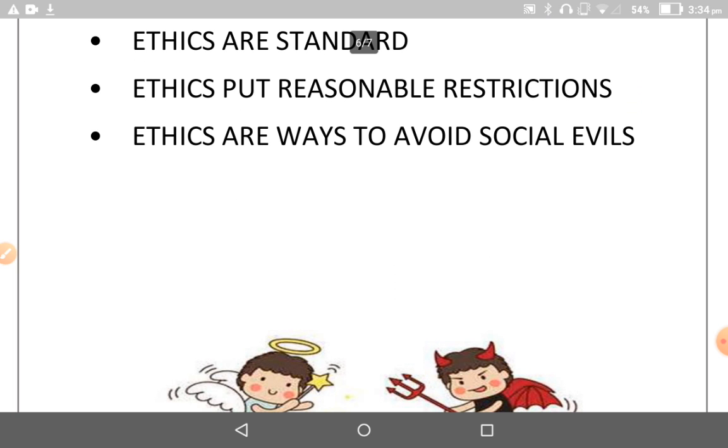So before ending the lecture, what we have understood is that ethics are nothing but the guidelines set by a particular society or a particular organization, right? And these guidelines should not be violated. These guidelines should be followed in order to lead a good life in terms of society. If you violate these guidelines, then you will be called a social evil.